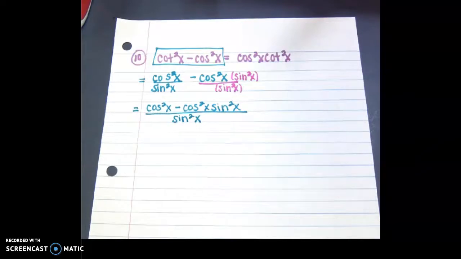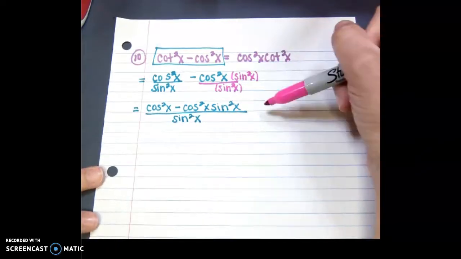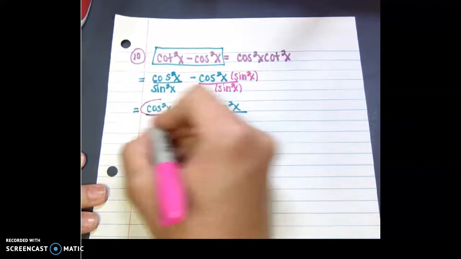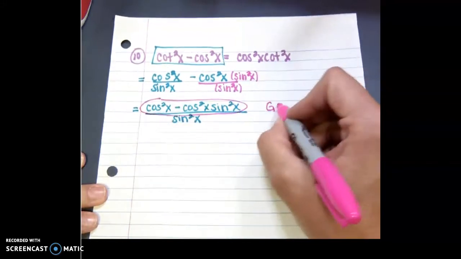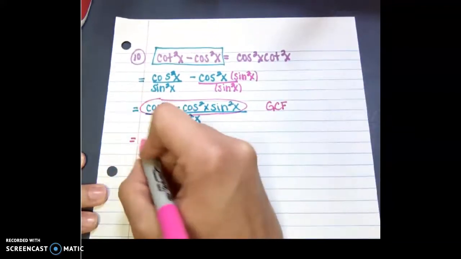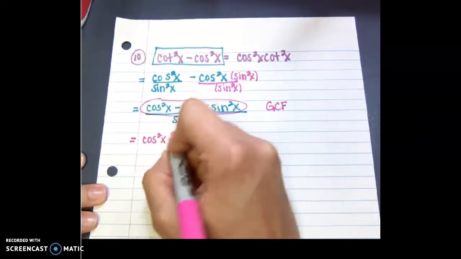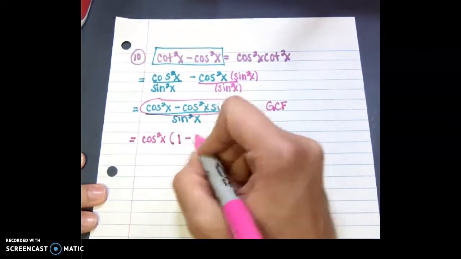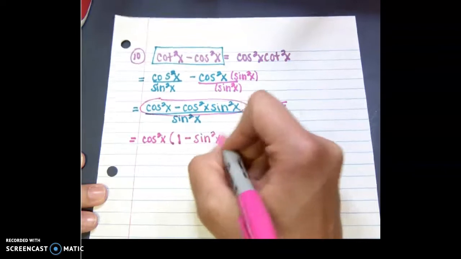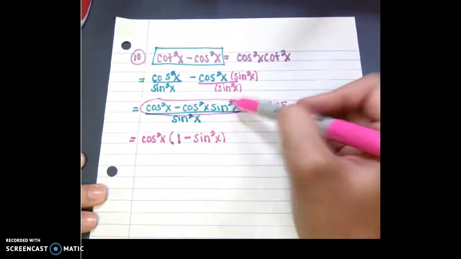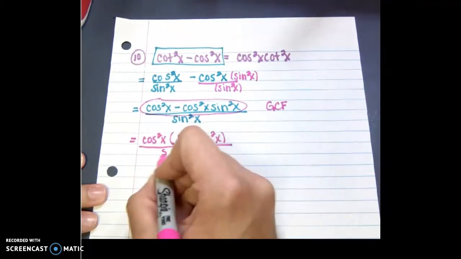So taking a look at your answer, this is where we have to get to. So we still have more work to do. Think about the numerator here. We could take out a GCF. So we could factor out the cosine squared x. That'll leave us with just 1 minus sine squared x, because if we take it out here, that's 1, and take it out here, sine squared. Keep the same denominator.